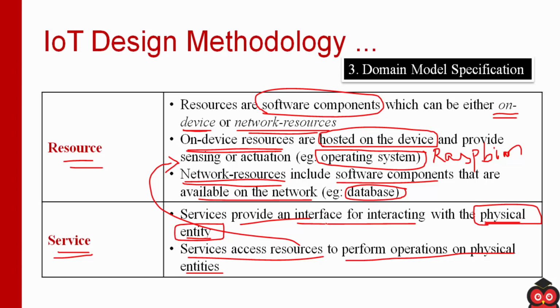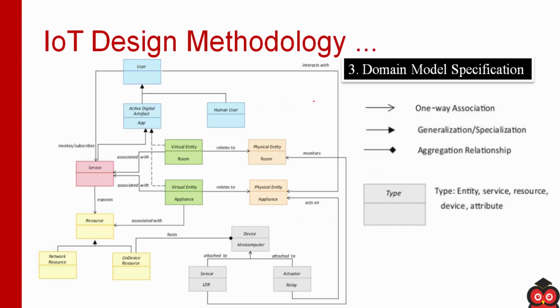So this is the domain model specification. There are different kinds of arrows here. This straight arrow is a one-way association, that means there is some kind of association between the entities whenever you see this stick arrow. And when you see an arrow with a filled triangle head, the kind of relationship is generalization or specialization.